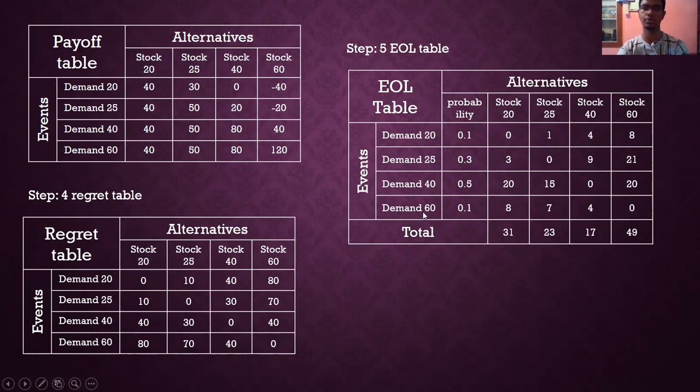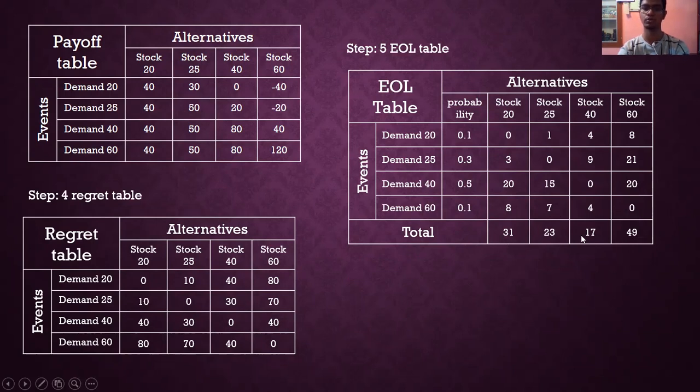Next we'll look into demand 60, which is 0.1. So 0.1 into 80 will give us 8. Then 0.1 into 70 will give us 7. Then 0.1 into 40 will give us 4. Then 0.1 into 0 will give us 0. So now the totals will be 31, 23, 17 and 49.